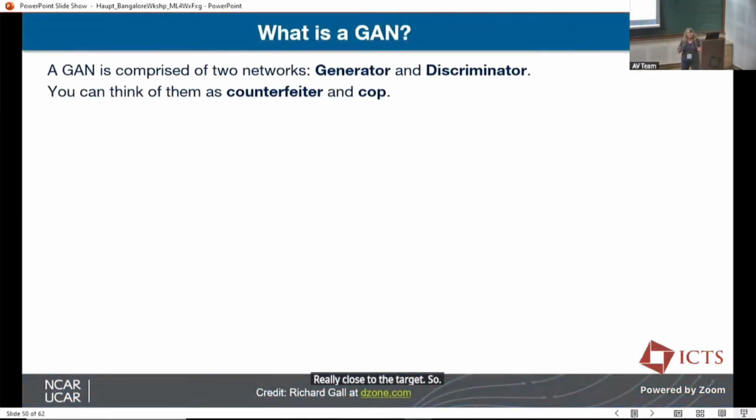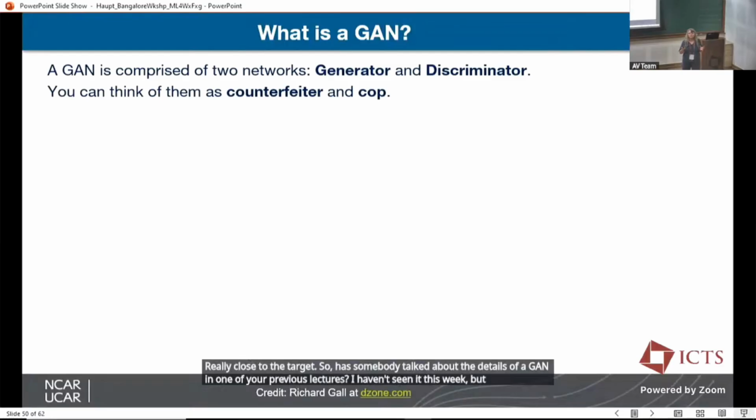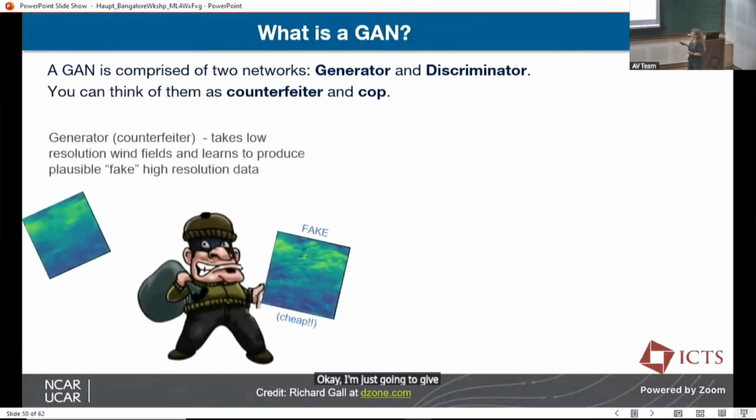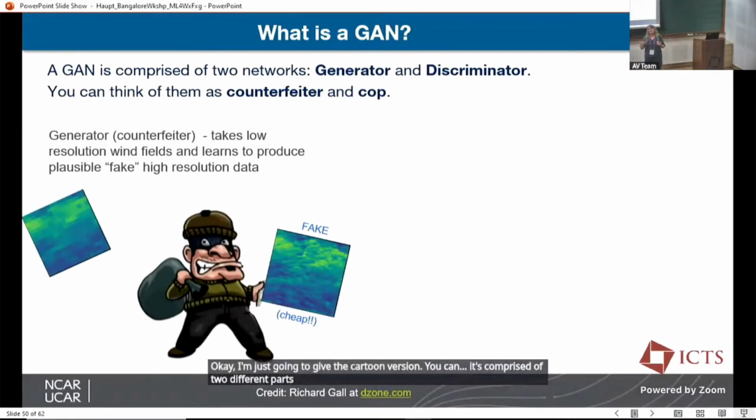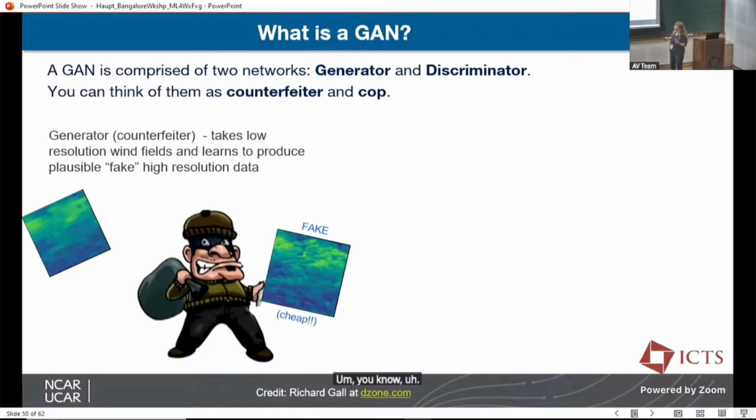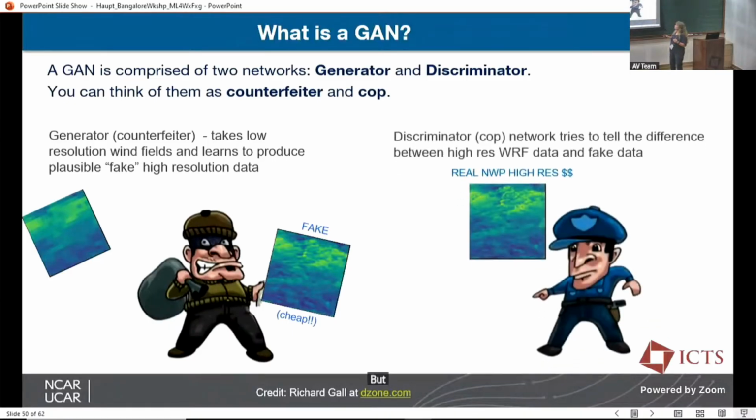So, has somebody talked about the details of a GAN in one of your previous lectures? I haven't seen it this week, but about last week. Okay, I'm just going to give the cartoon version. It's comprised of 2 different parts, the generator and the discriminator. You can think of them as the counterfeiter, who's producing a bunch of data. It's fake, it's cheap. But then the discriminator is the cop that tries to tell whether it's truth data or whether it's made by the generator. So is it LES or is it constructed by the generator?